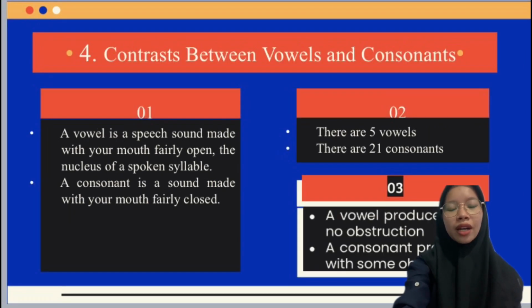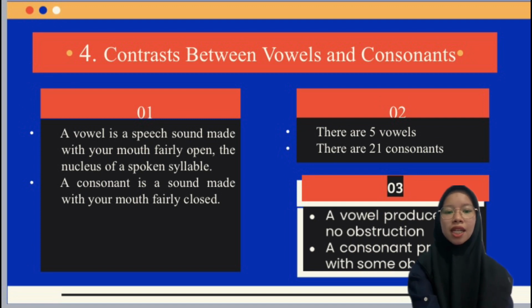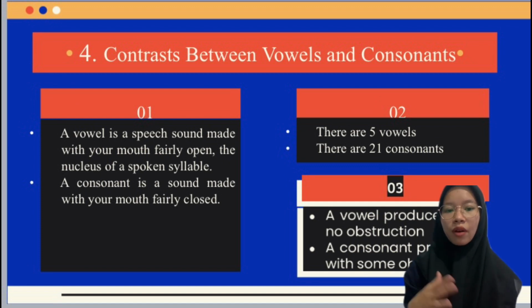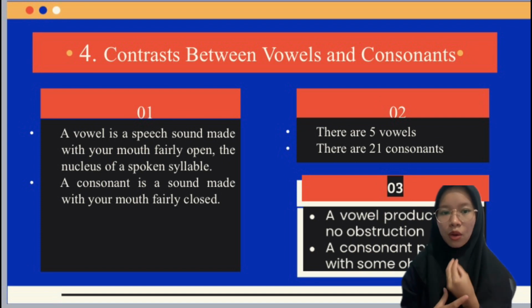And the fourth point of this explanation is contrast between vowels and consonants. This is the easiest way to understand the differences between vowels and consonants. A vowel is a speech sound made with your mouth very open and is the nucleus of the spoken syllable, while a consonant is a sound made with your mouth very close.